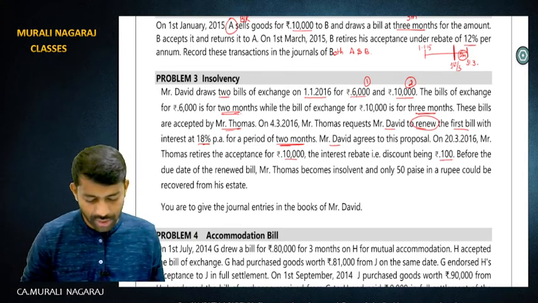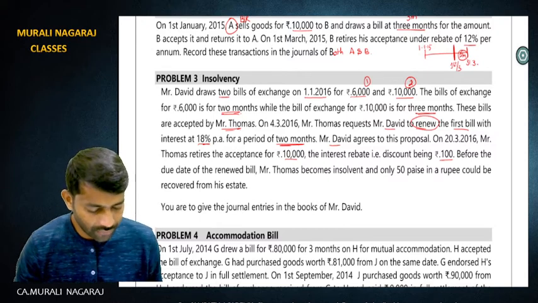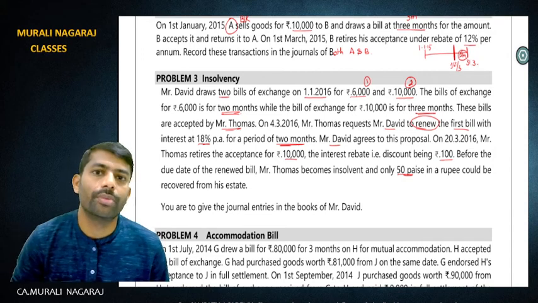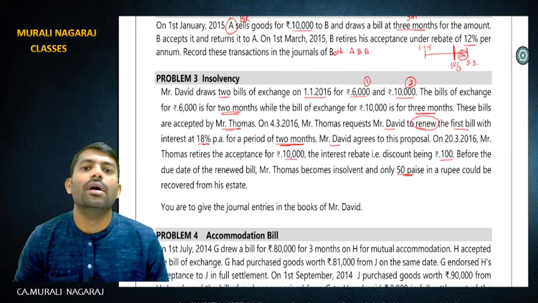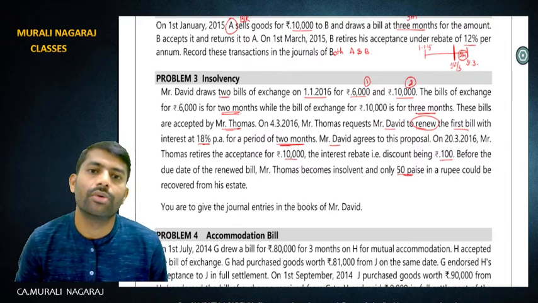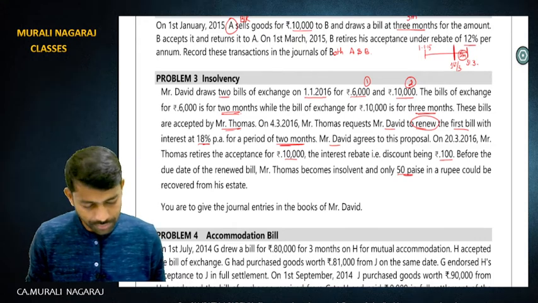So before the due date of the renewed bill, Mr. Thomas became insolvent, and only 50 paise in a rupee could be recovered in his estate. That is, out of 1 rupee, 50 paise is recovered. Means out of 100%, 50% is recovered. So therefore the balance 50% we have to charge to bad debt. So that is the concept here.